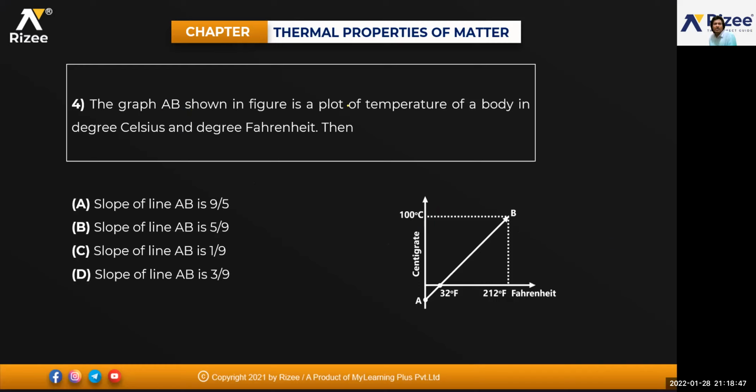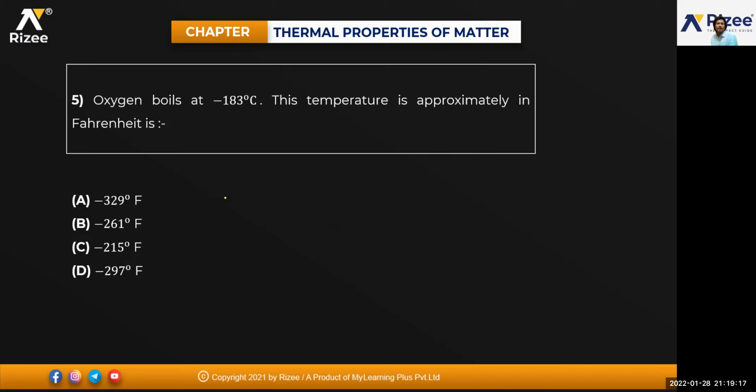The graph AB shown in the figure is a plot of the temperature of a body in degree Celsius and degree Fahrenheit. Then what is the slope? We have just done this. So C is equal to 5 by 9 times F minus 32. That means this is 5F divided by 9 minus 160 divided by 9. So slope will be equal to 5 by 9, beta. Slope of this line AB will be equal to 5 by 9. Clear? Chalo, very good. Next one.